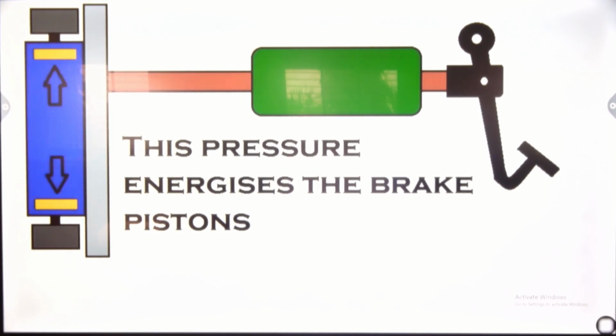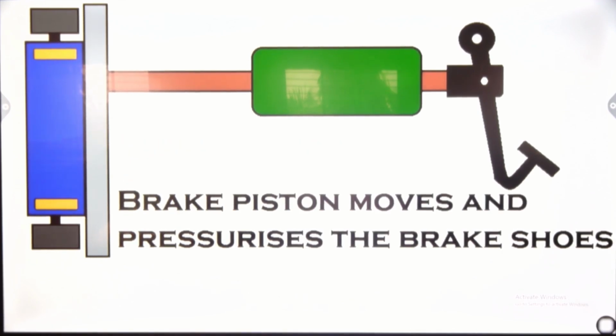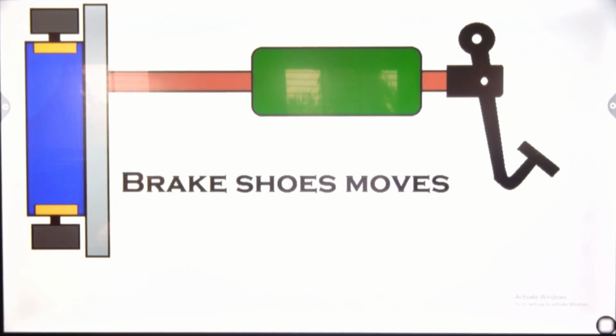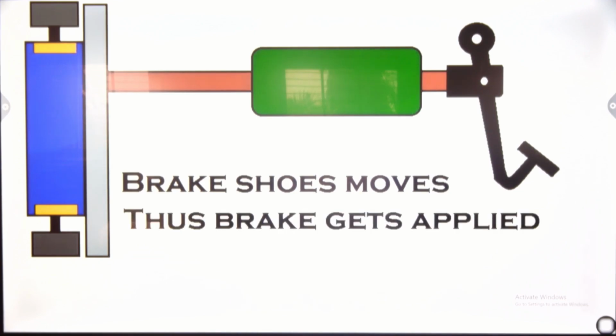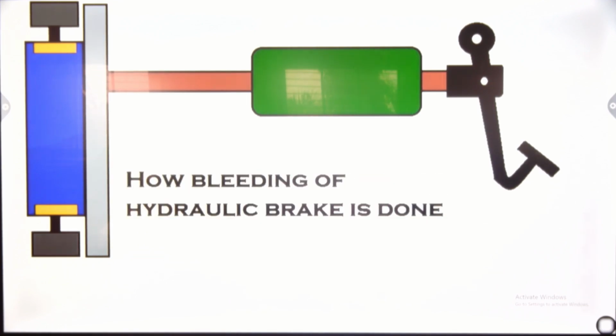The brake piston now gets the fluid pressure, which is transmitted by means of pipes, moves and pressurizes the brake shoe. When the brake piston is moved, it is connected by means of the brake shoe. Then the brake shoe moves and connects to the brake drum. The vehicle gets stopped. The brake is applied.